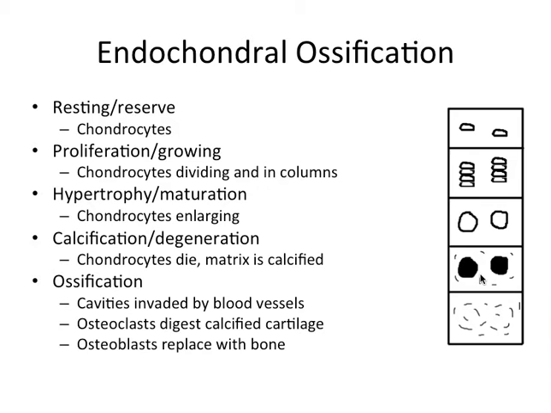And then we finally get bone formation in this last zone of ossification, and the cavities that were left were invaded by blood vessels, and those blood vessels brought in a bunch of bone cells. So we had osteoblasts and osteoclasts, osteoprogenitor cells, and all those things. And the osteoclasts digest the calcified cartilage from the last zone, and the osteoblasts then replace that with actual bone.